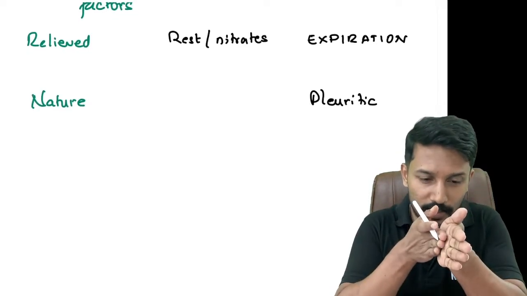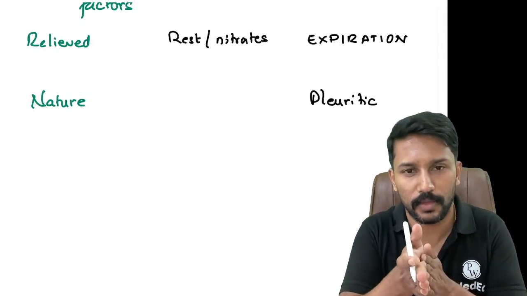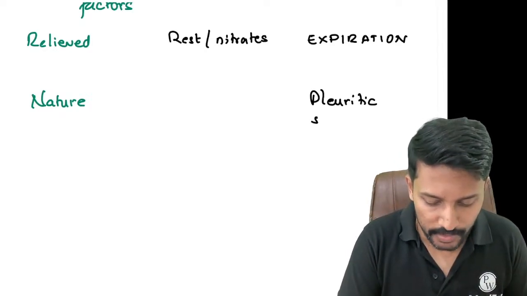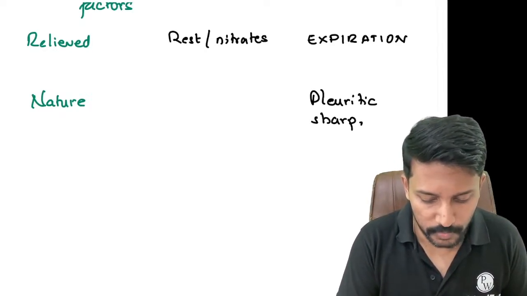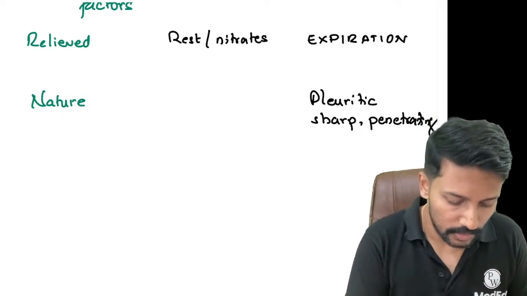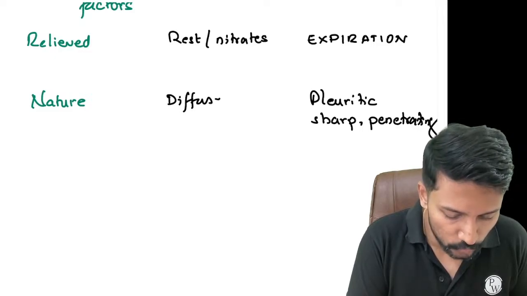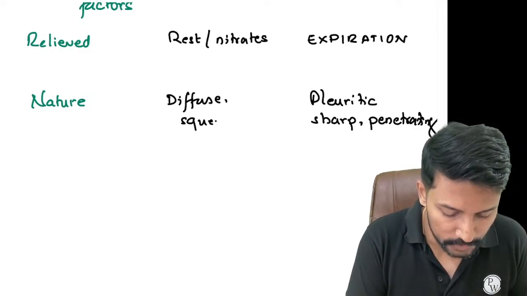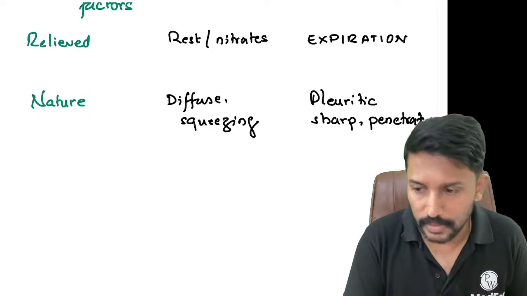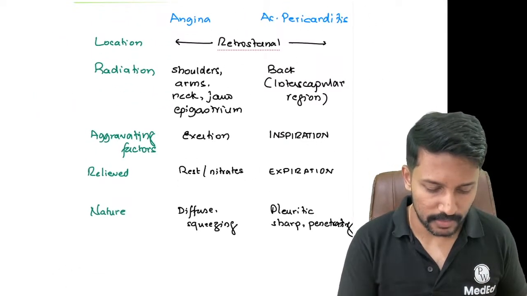When two layers rub against each other, it feels like someone is cutting through your tissues. It is a very sharp, penetrating type of chest pain. On the other hand, this anginal chest pain is more of a diffuse, squeezing or constricting type of chest pain, right? So now you know the basic difference.